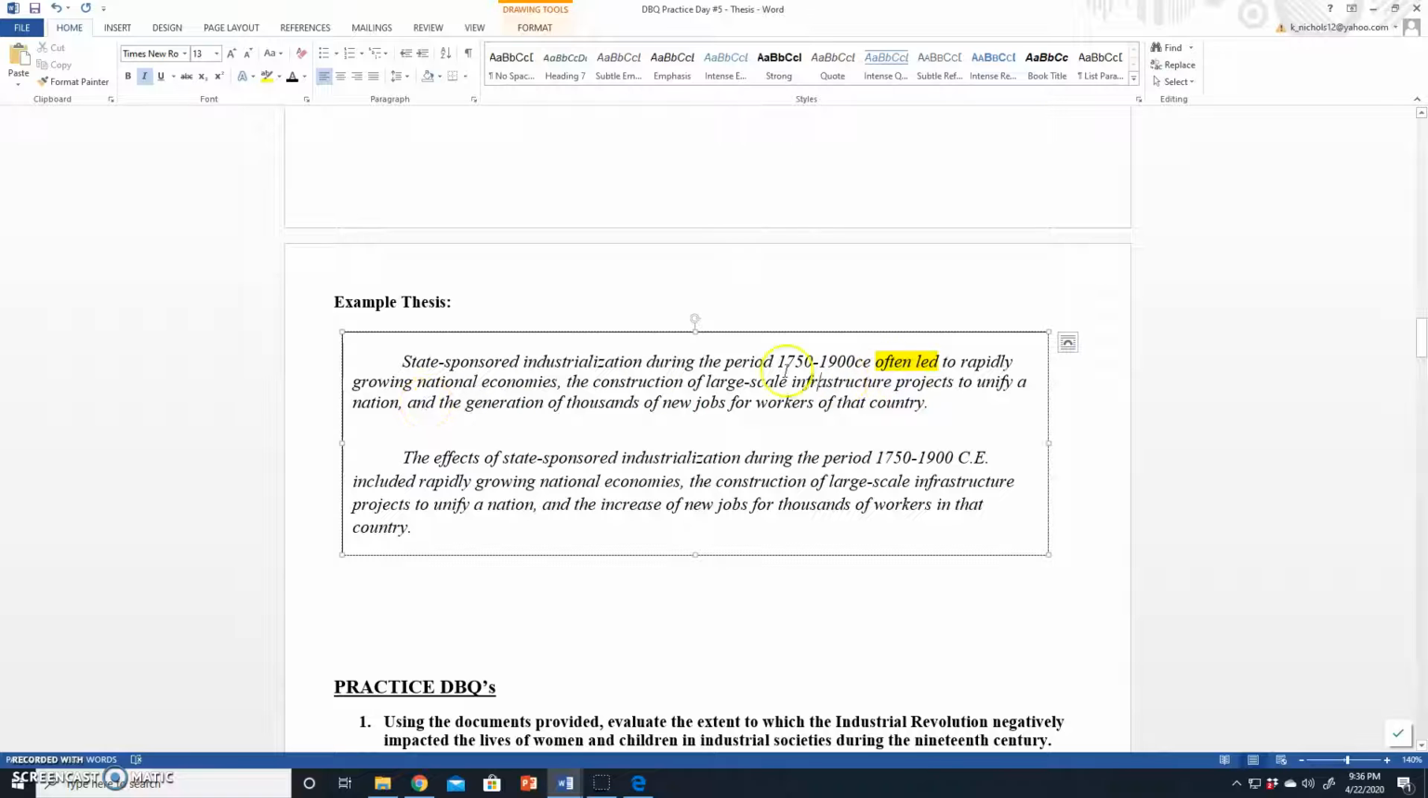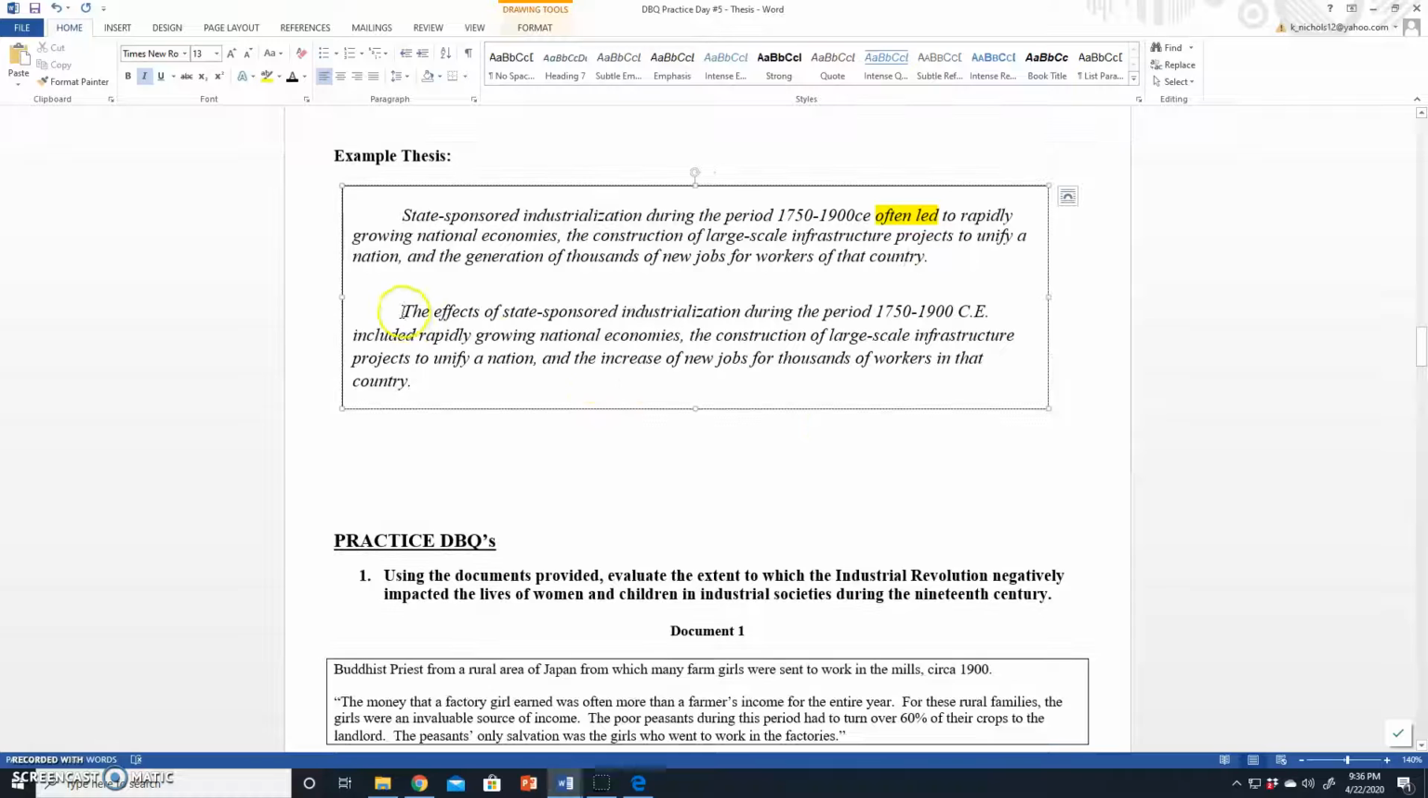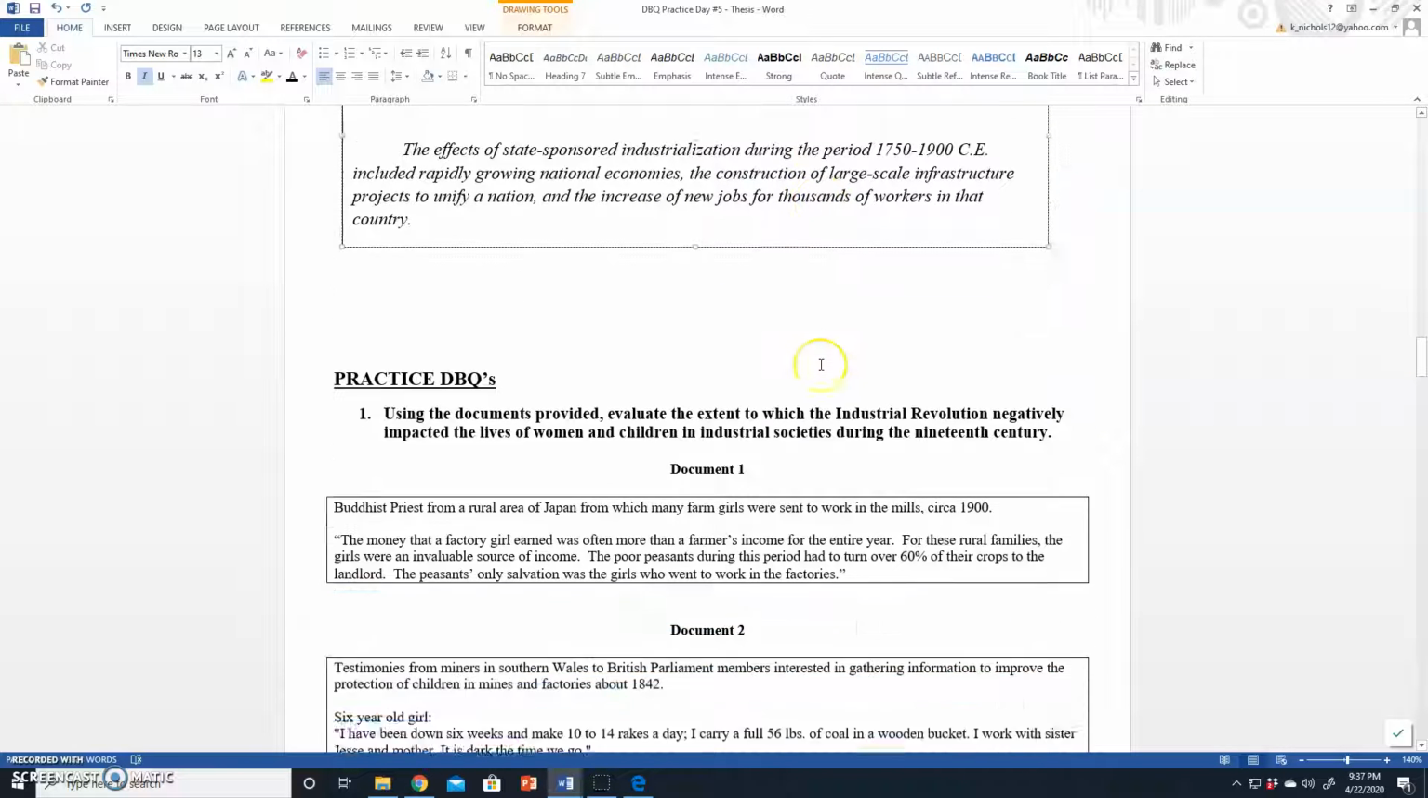And then finally, my third point, the state-sponsored industrialization led to thousands of new jobs for workers of that country. I related it back to the prompt, and that's what you guys got to do. I gave you another example right here if you want to look at it. Again, this time I didn't use the word led. I used the word in the prompt itself, except I did it in two ways. The effects included this, this, and this. So there's two different versions of a thesis you guys can take a look at.